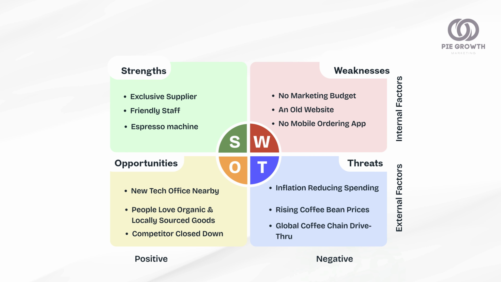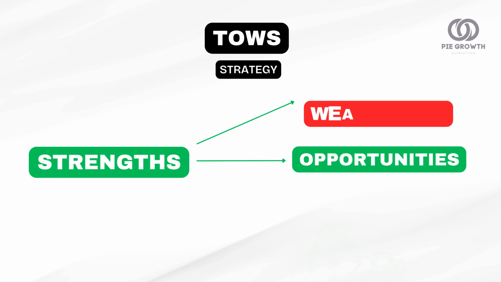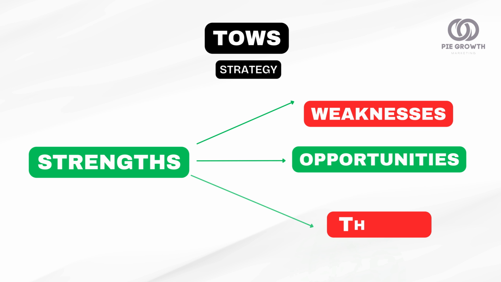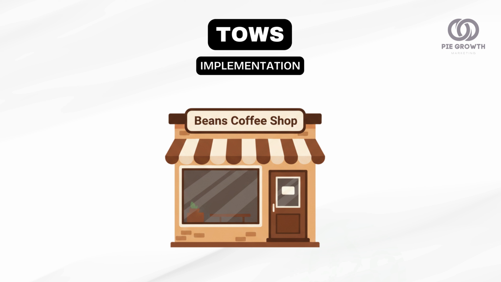Okay, now we have a neat SWOT chart, but remember, a list alone is not a strategy. The real value comes when we connect the dots between strengths, weaknesses, opportunities, and threats. This is often called a TOWS strategy, where you use your internal strengths to take advantage of external opportunities, address weaknesses, and protect yourself against threats to create actionable plans. Now, let's implement the TOWS strategy on Bean's Coffee Shop and understand how it actually works.